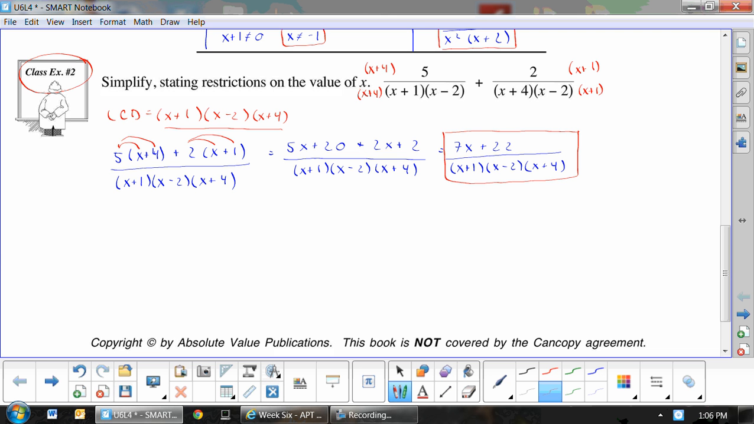So for example, if it was something like 7x plus 1 in our numerator, then we could cancel them out. We'll be doing some examples like that coming up.